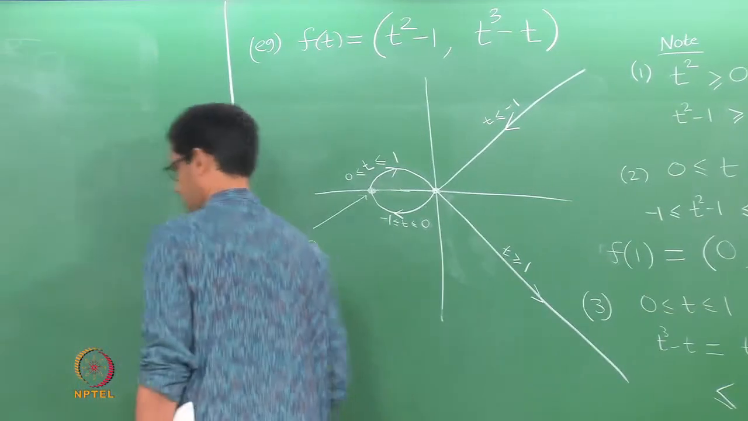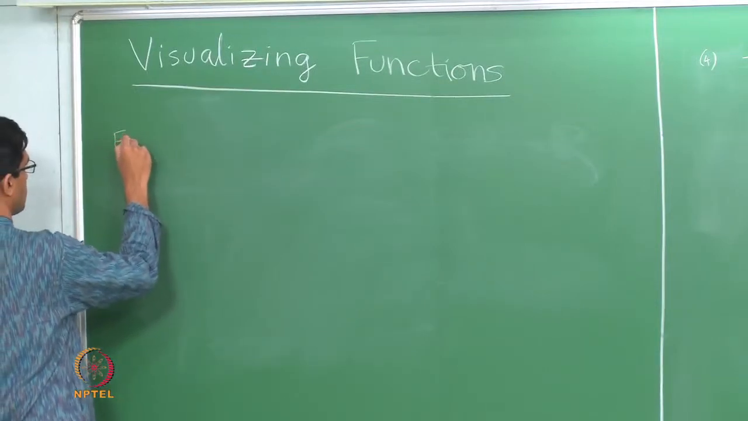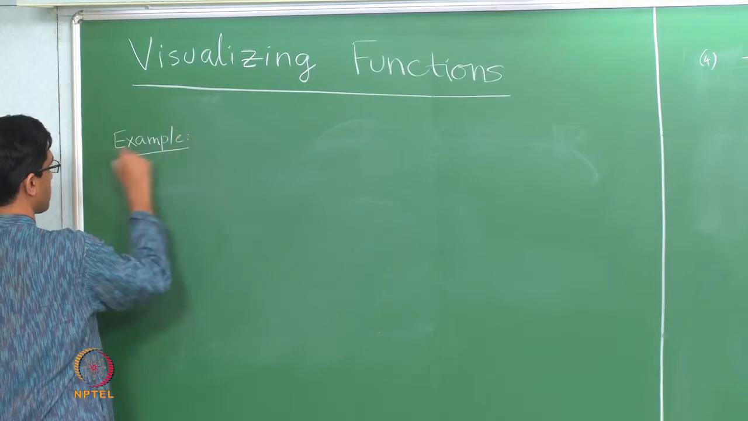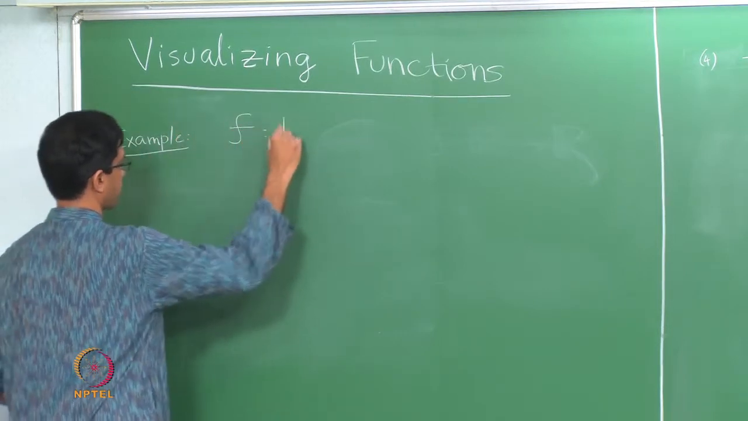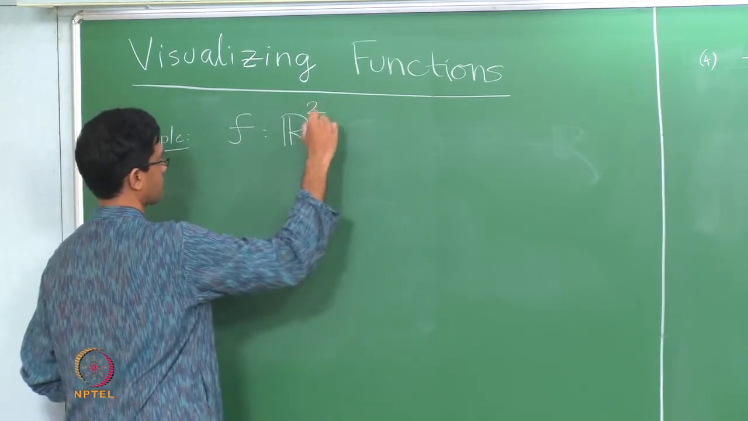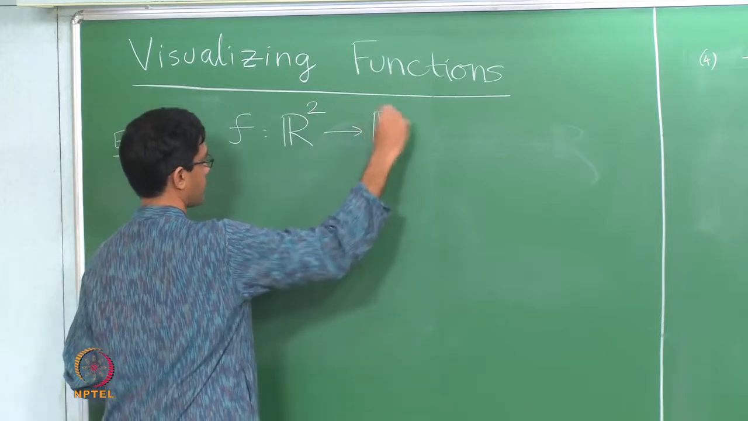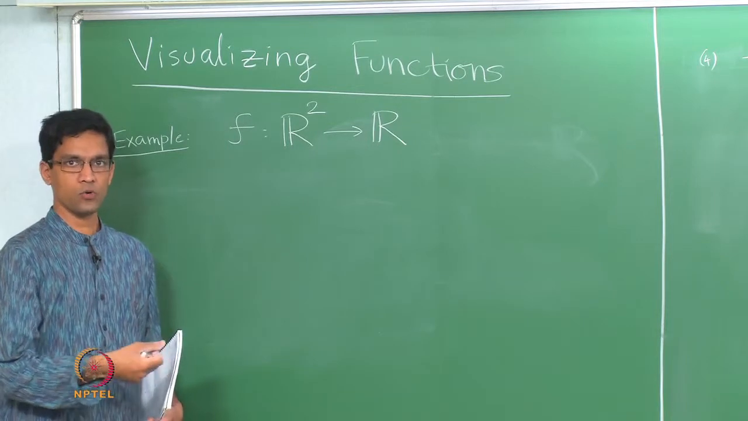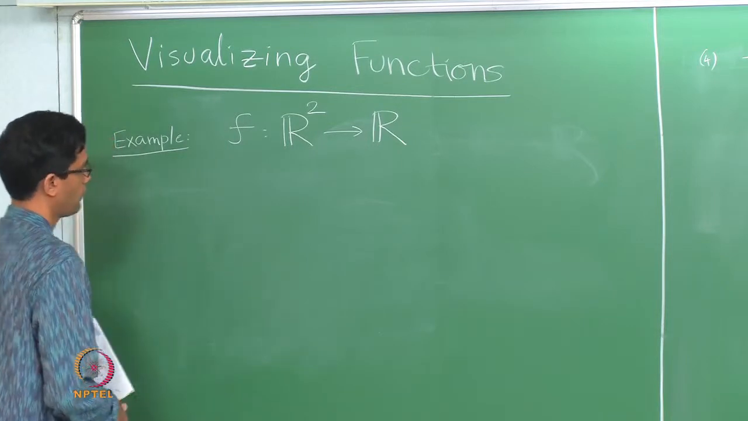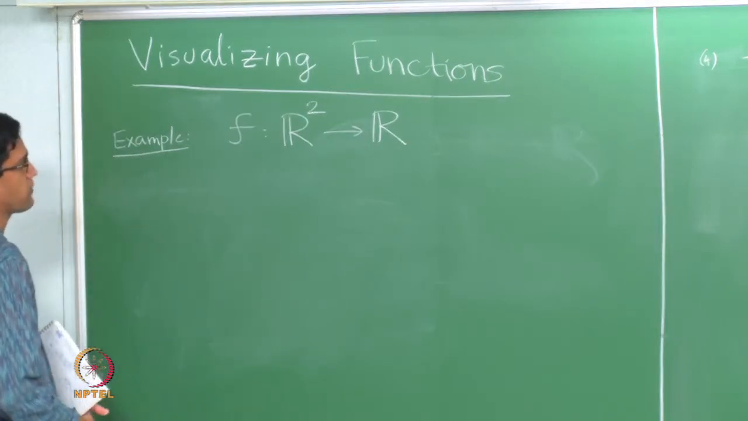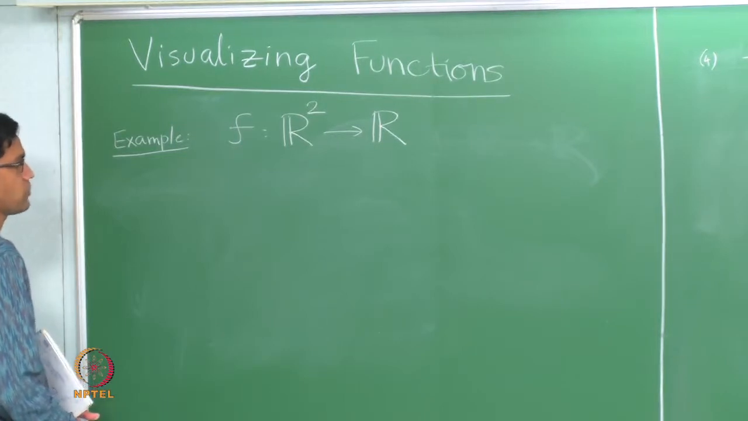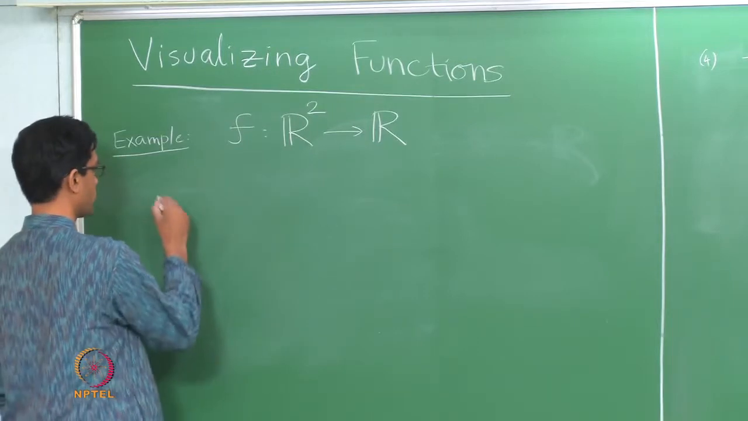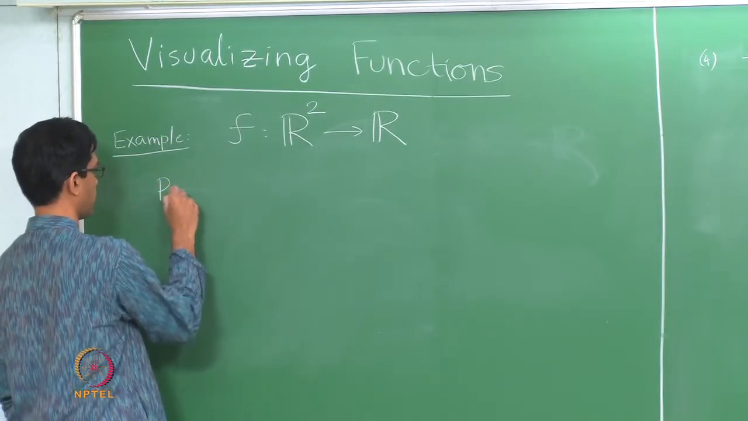Okay. Now let us do another example. Now for a function f, sort of the opposite thing, going from R2 to R, and now we want to again see what sort of picture we can draw of this function. What is a graphical representation? So how do we picture such a function?